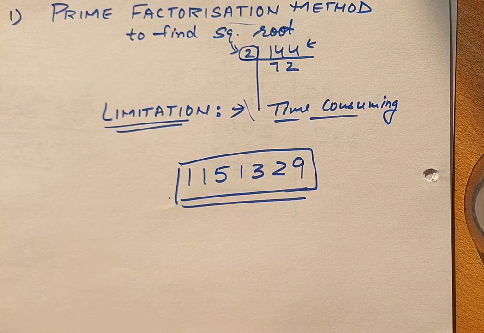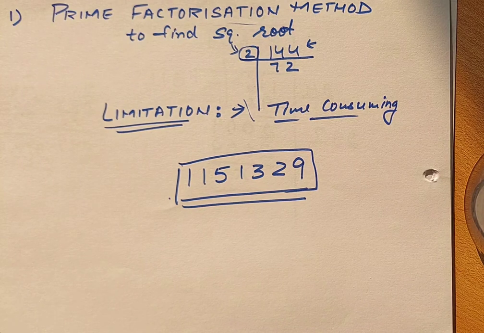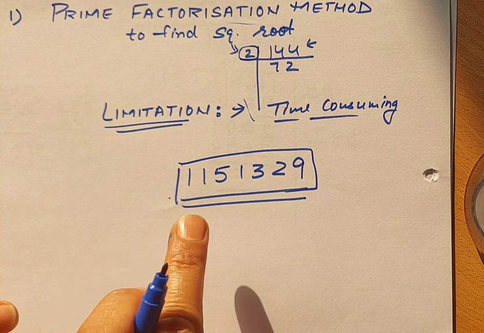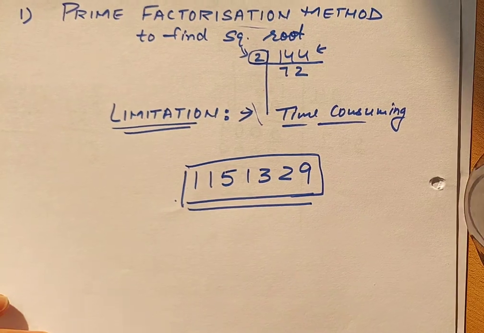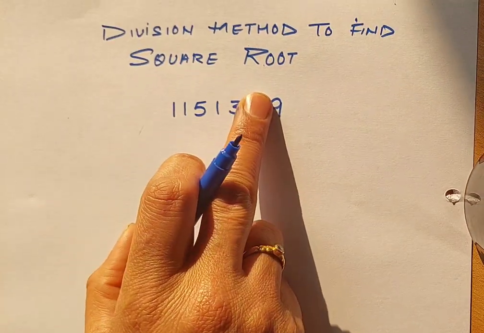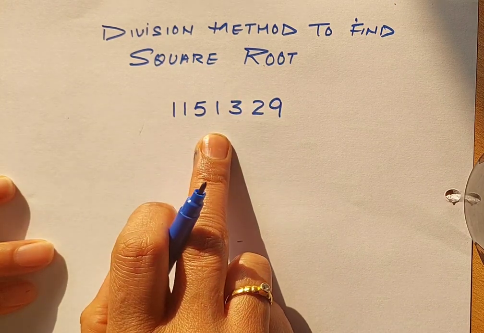You may think of the logic, what's the logic behind the method. I won't be explaining that in this video. So by tomorrow you must learn the steps. How do we find out? Let's start with this, and the name of the method is the division method to find square root. And here we have the number.